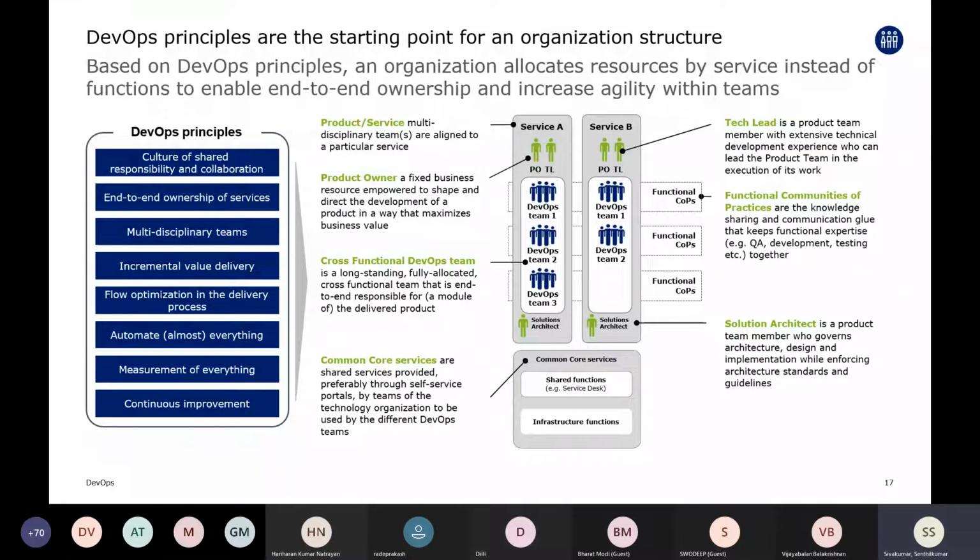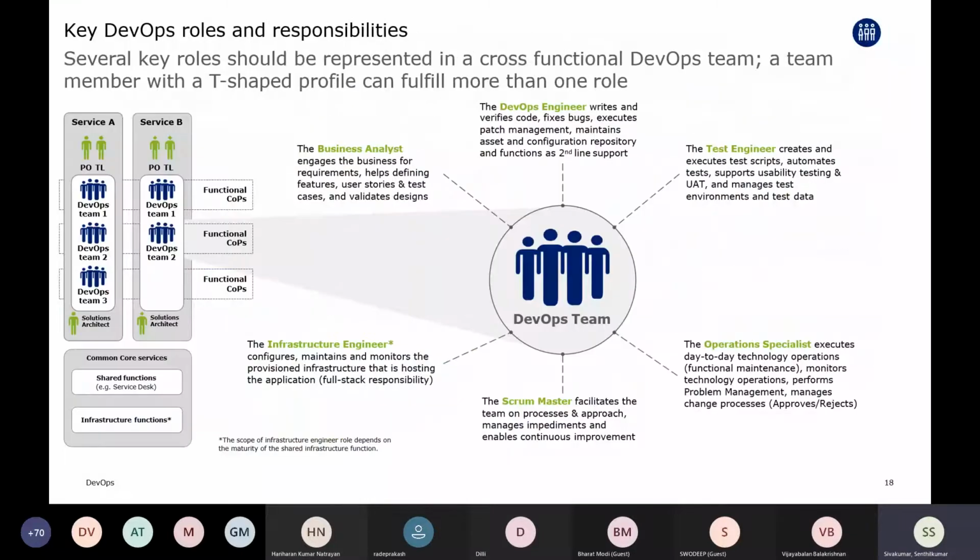So these principles are split into small projects, and those are split into groups of projects. That group of projects is named product service, product owner, cross-functional DevOps team, common core services, tech lead, functional communities of practice, and solution architects. So now you have a fair idea about how the people have been formulated in the DevOps framework. Okay. The next one is the key DevOps roles and responsibilities.